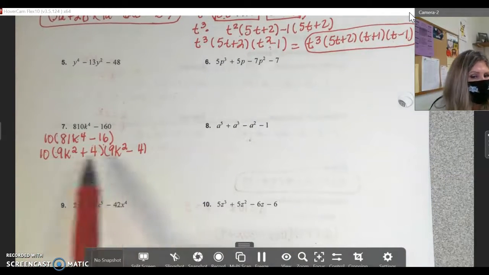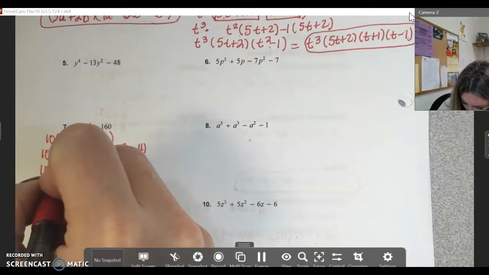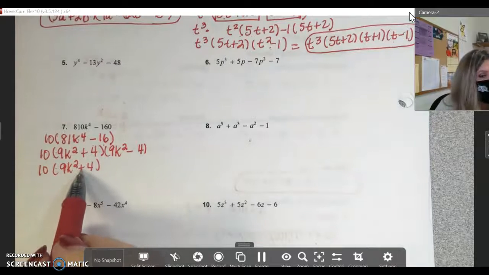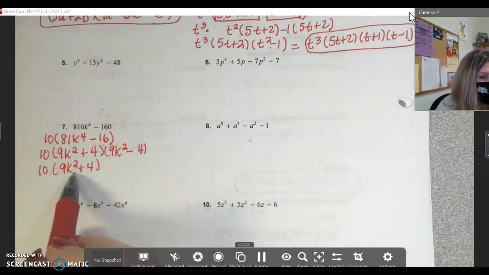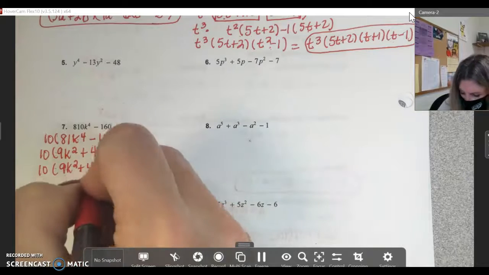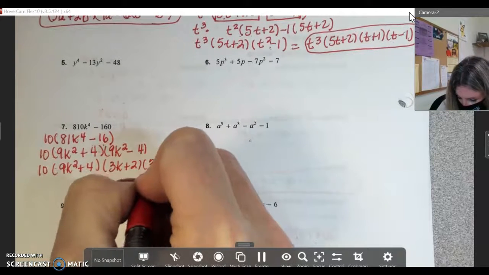Would I now be finished? Nope. I bring down the 10. I bring down this one because this is the sum of two squares. If it's plus, guys, it can't go down any further. It can't factor down. But can I factor this one down? Yep. What is it? Good job.